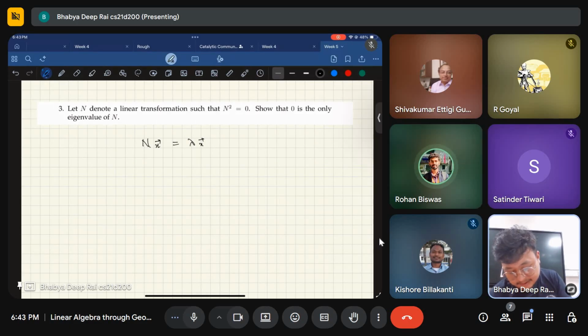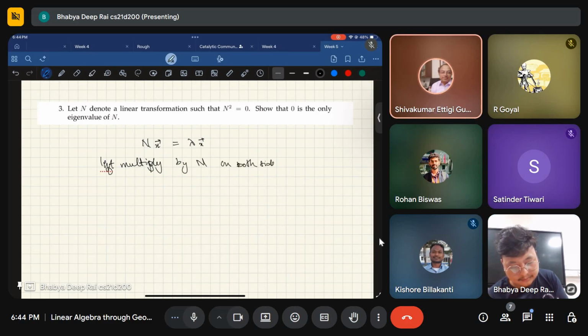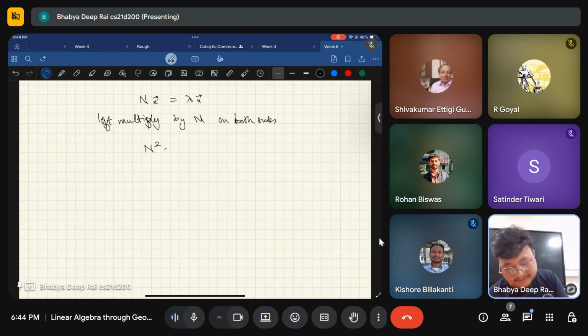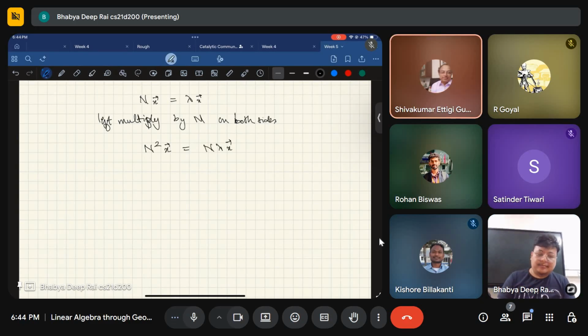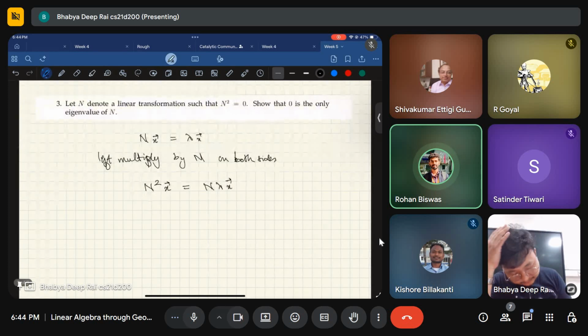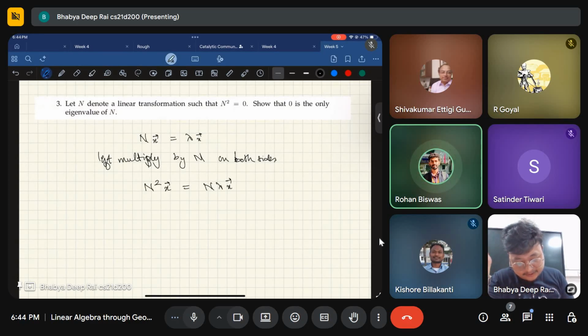We'll take another linear transformation and left multiply by n on both sides. The left hand side will become 0. What you'll get is n square x equals n lambda x. So that says lambda into nx equals 0. The LHS is 0 because n square is 0. They have given n square is 0.